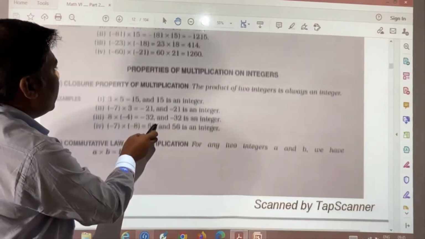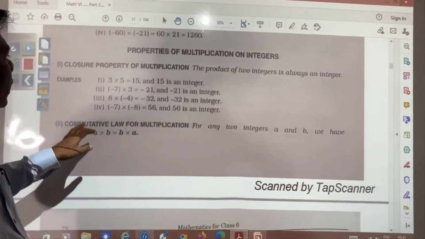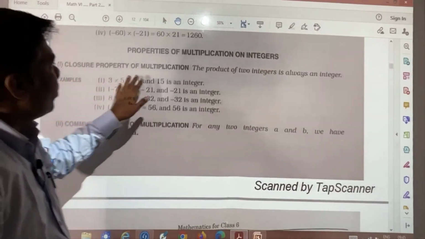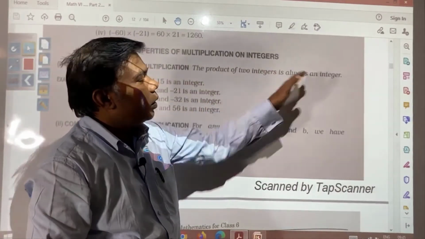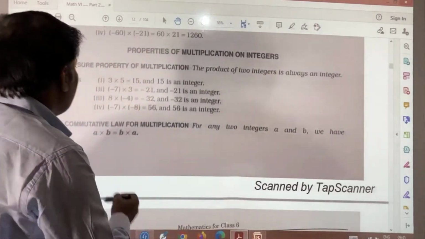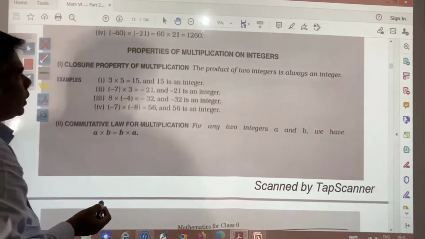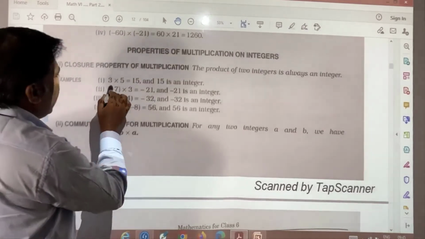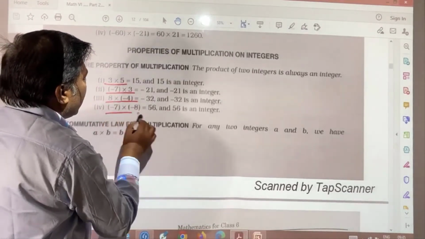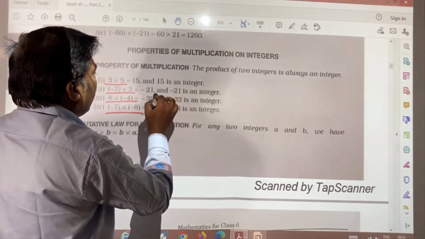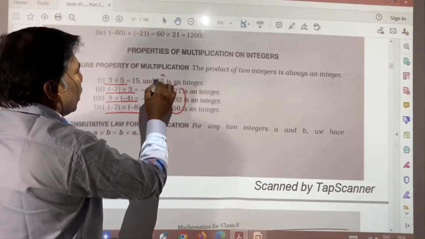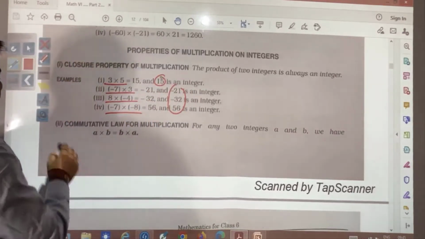Now here you see properties of multiplication on integers. Closure property of multiplication: the product of two integers is always an integer, just to remember. If you are multiplying any two integers, either with like signs or unlike signs, the product you will get will always be an integer. Second is what?